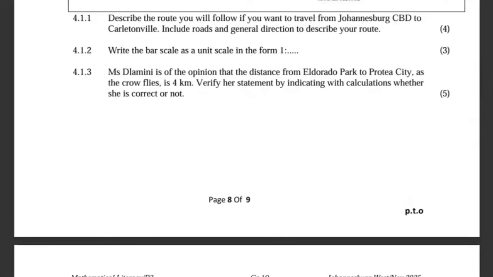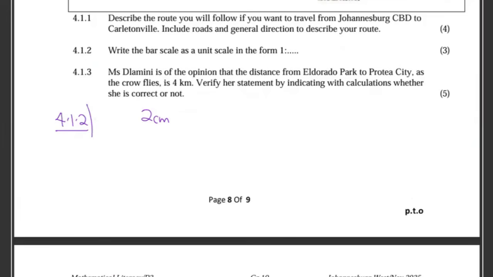you say, okay, they've told you 2 centimeters. Here I'm answering question number 1.2. 2 centimeters are equivalent to 1,000 meters. You need them to be both in the same unit. So what do you do? The meters become centimeters, multiplied by 100. We end up having 100,000. So this is 2 now. 2 centimeters are equivalent to 100,000 centimeters.